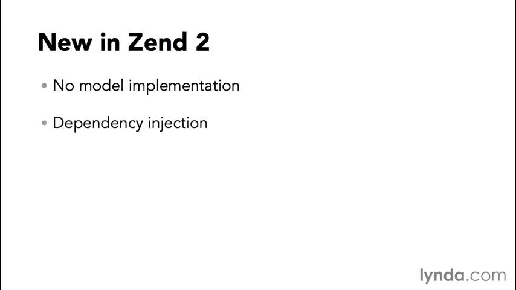Zend Framework 2 brings a number of new constructs. One of the criticisms of Zend Framework 1 was that there's no specific model implementation. That, however, remains the same. Although an advantage of that is that you can use Doctrine or some other ORM if you prefer to. In Zend 2, they now support dependency injection.